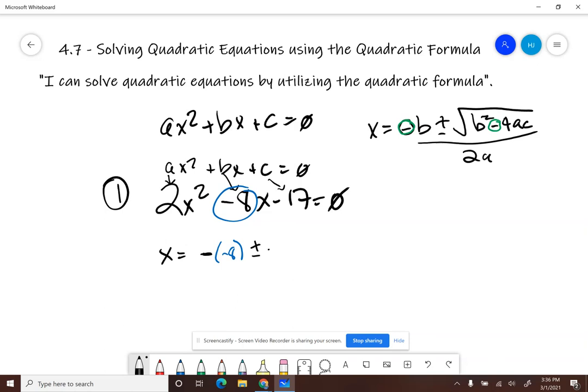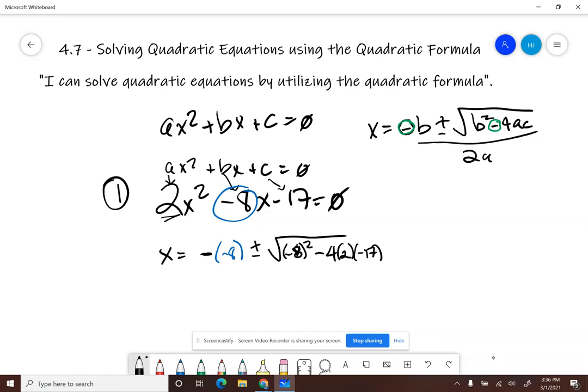Plus or minus the square root of b squared. Now remember, b is negative 8. So anytime I've got a negative that I'm squaring, I'm going to put that in parentheses just so that my calculator does not mess up on me, because it's very easy for the calculator to make mistakes here. Then I've got negative. Remember that negative is part of the formula. 4 times a, my a term actually is a 2, times my c term, which is negative 17.